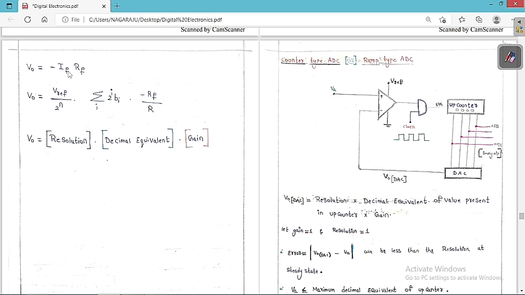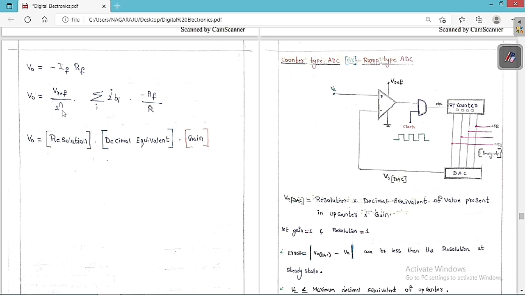Substitute here. Then we are going to get the expression V0 is equal to V reference by 2 to the power of n into decimal equivalent of the binary input into minus RF by R. So this is the expression that we are going to get, the output voltage.